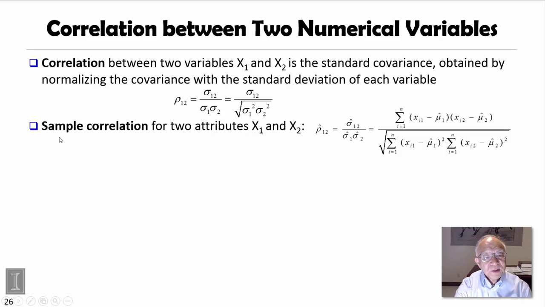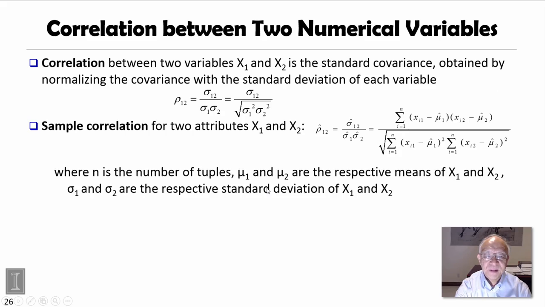If we look at the sample correlation for two attributes x1 and x2, then essentially we get rho 1,2 hat equal to sigma 1,2 hat, their sample covariance, divided by their sample standard deviations. In a concrete formula, we can write it this way.